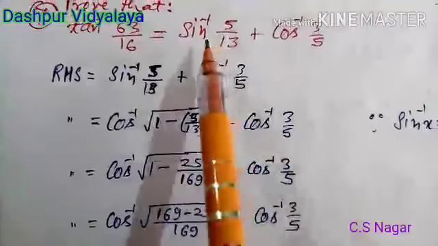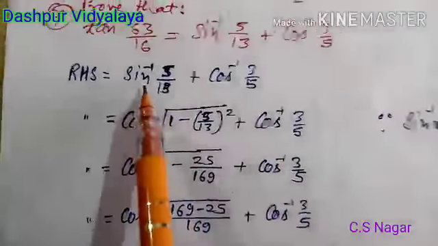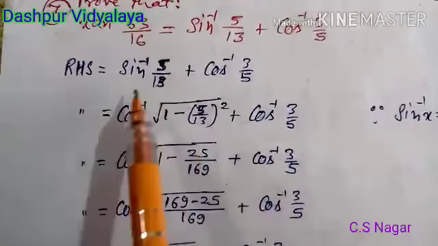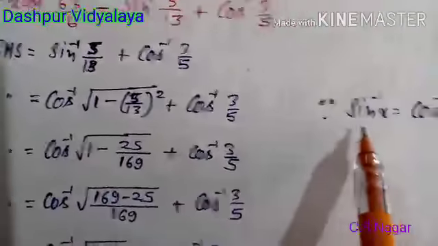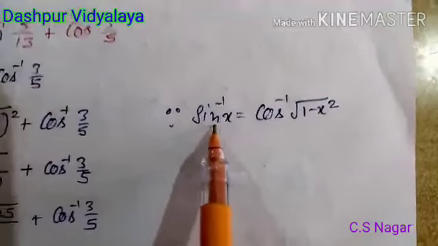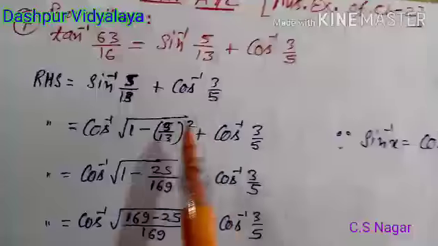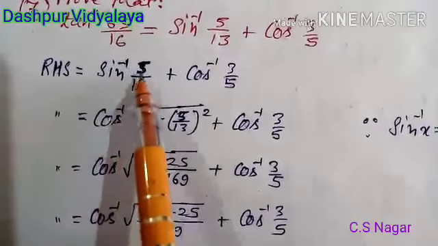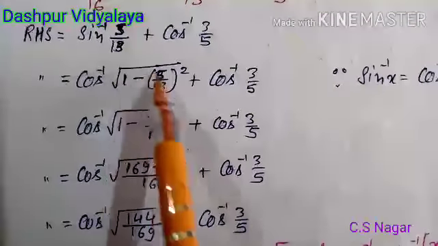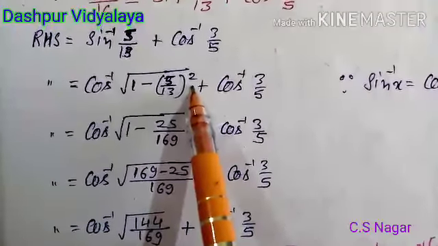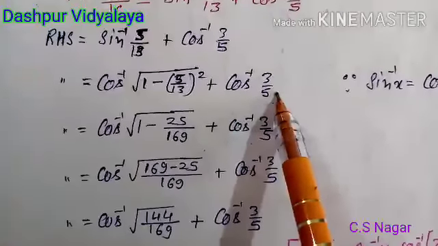By taking RHS. RHS is sin inverse 5 by 13 plus cos inverse 3 upon 5. This is sin inverse and that is cos inverse. So we will convert this sin inverse in the form of cos inverse. Since we have the formula sin inverse x equals cos inverse under root 1 minus x square, in place of sin inverse 5 by 13, write cos inverse under root 1 minus x square. X square means 5 by 13 whole square, and cos inverse 3 upon 5 as it is.